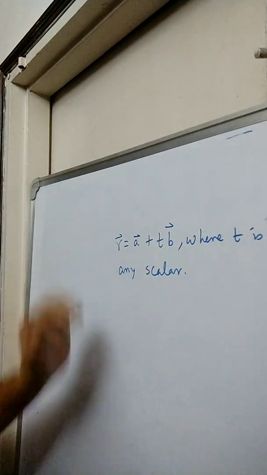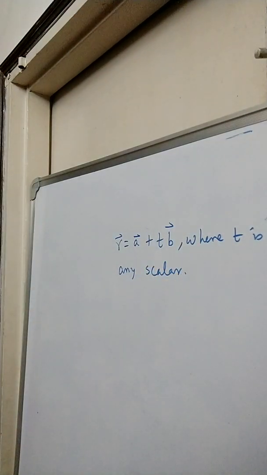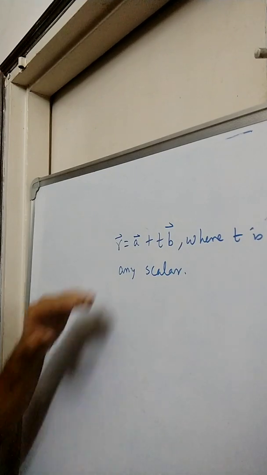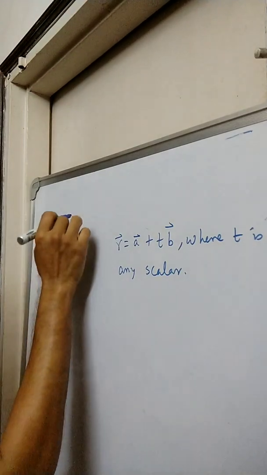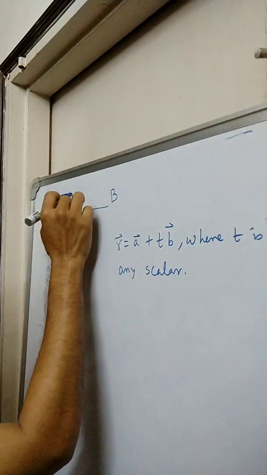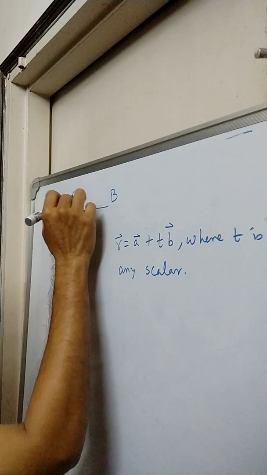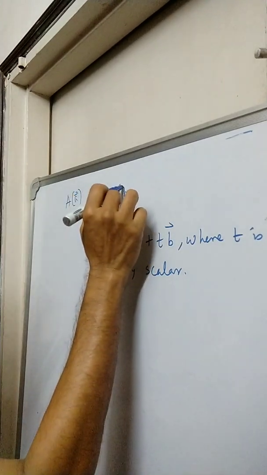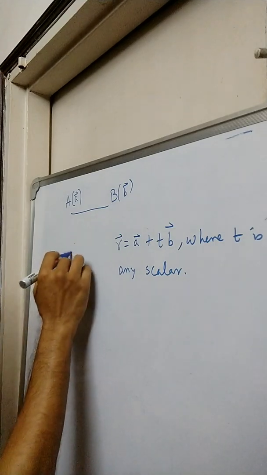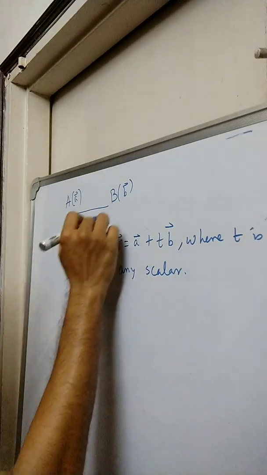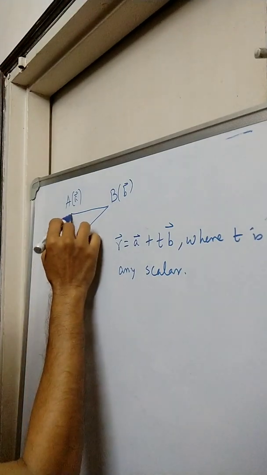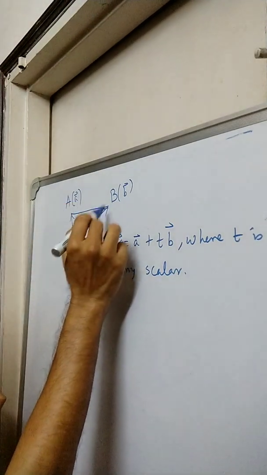Now this statement is more or less vague. We must explain. Let us assume that this is the straight line AB. These 2 points are fixed, having position vectors A and B. Here also we have an origin here, with respect to which OA and OB are given. OA is the small vector A and OB is the small vector B.